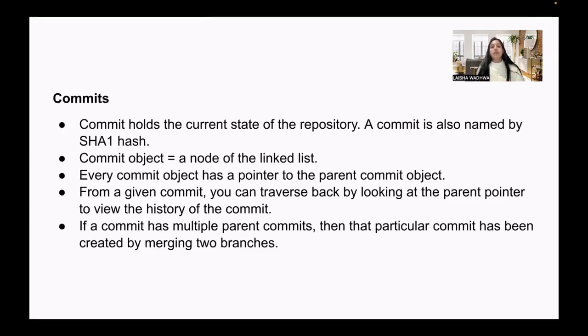Now comes the important part, which is commit. Now, when you do a commit, that means what is the current status of your repository? It's again an SHA1 hash. I will show you what this SHA1 hash looks like. But for you to understand it in simple terms, a commit, again, which is an object, is nothing but think of it as a node of a linked list. Every commit that you do has a pointer to the parent commit object.